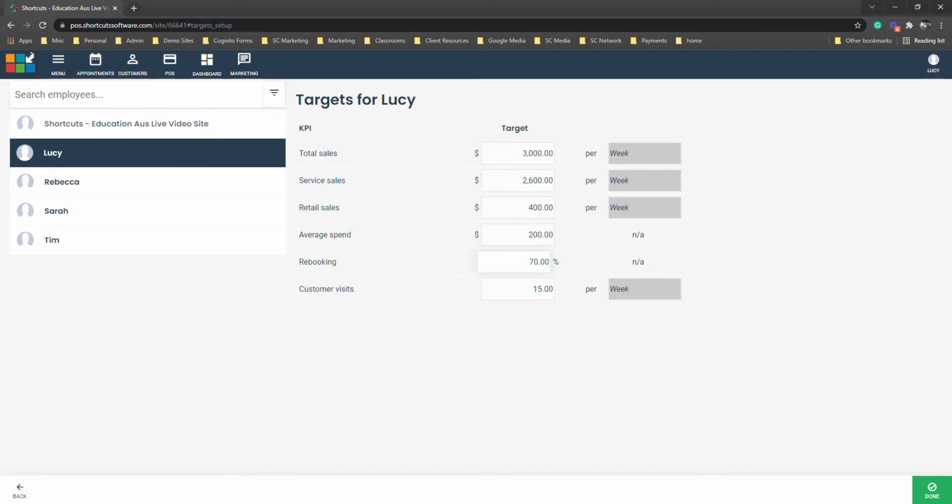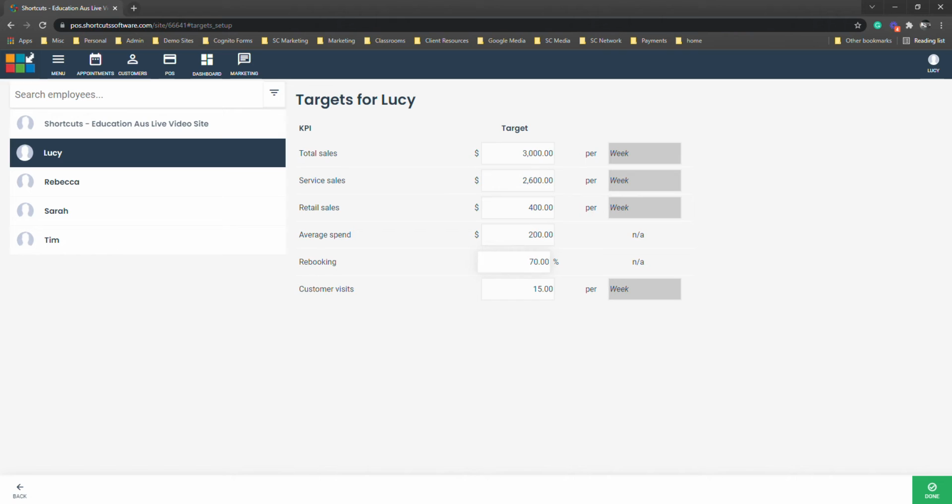Now for rebooking, Lucy has worked here a little bit longer. She's a salon owner. So I popped her in at 70% for her rebooking total. Now the other two, which are customer visits and average spend, are entirely up to you whether you want to use those or not. You don't have to use all 6 of these KPIs when you're setting this up. I've included it here just to show you how this is going to look on the report itself.